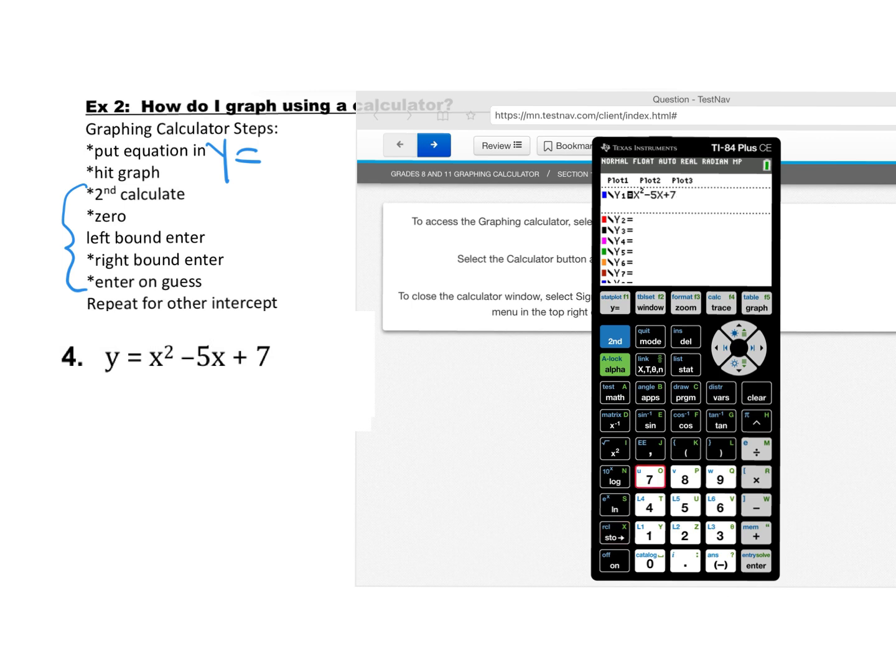All right, now once you've got that in there, we're going to press graph. Now notice how on the graph it's above the line. And because it does not go through the x-axis, remember this one would be a no solution.